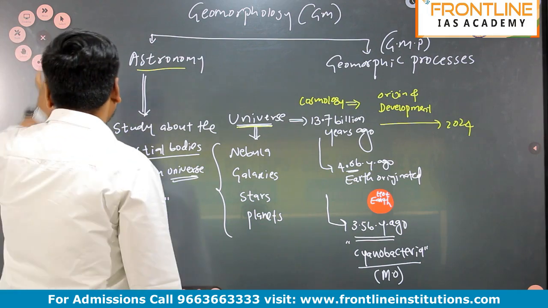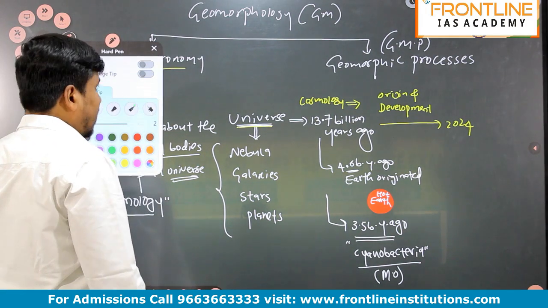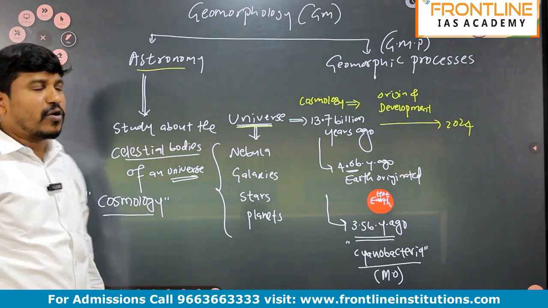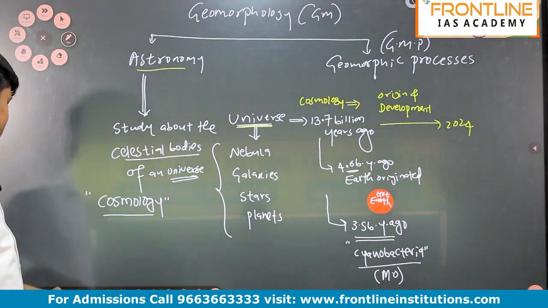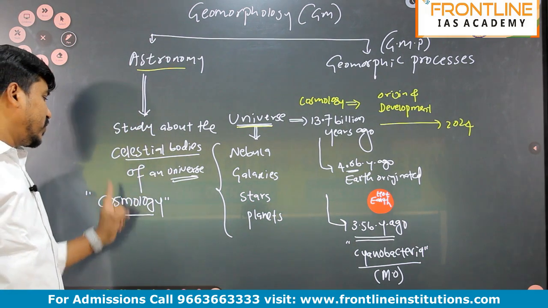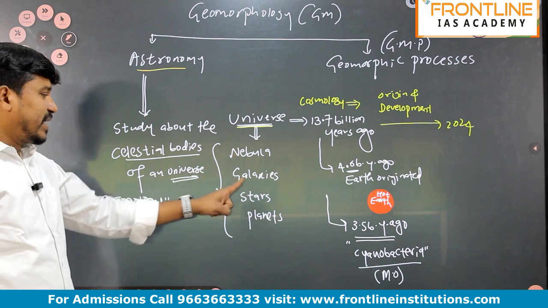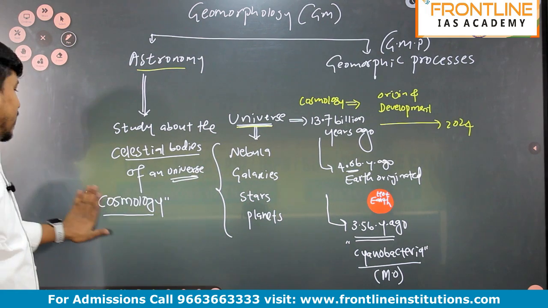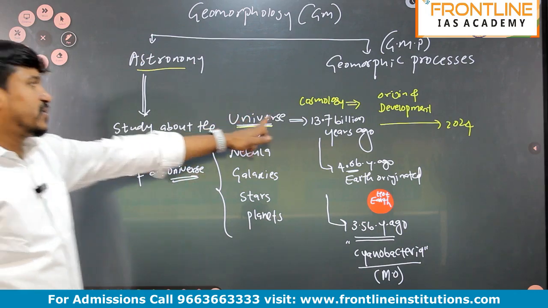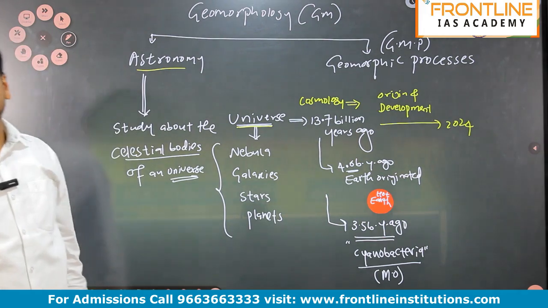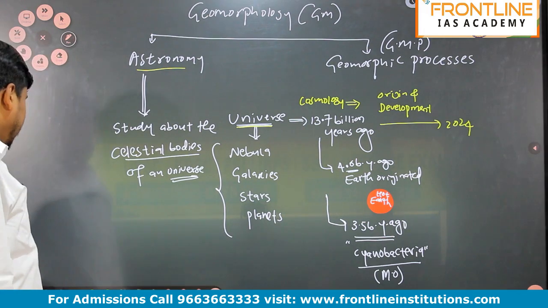Very important point. And next, the components of the universe. First we'll discuss astronomy, and then we'll discuss the geomorphic processes. Astronomy is the study about the celestial bodies of the universe like nebulae, galaxies, stars, and planets. And cosmology is the study about the origin and development of the universe, right?